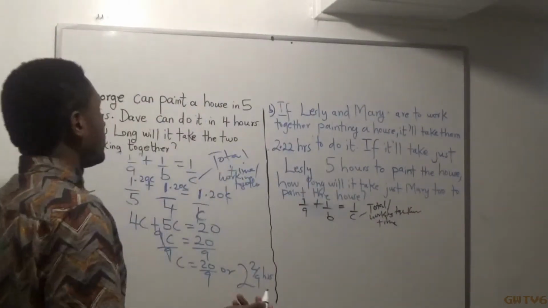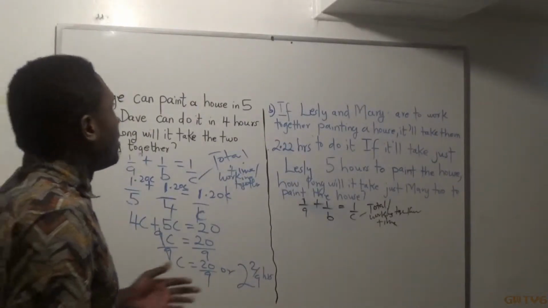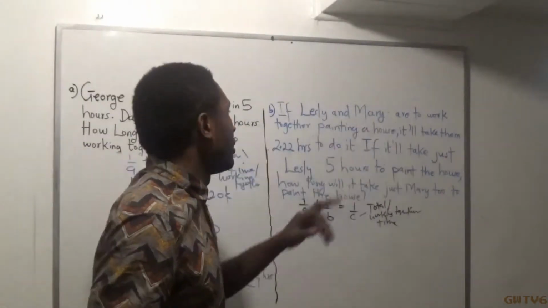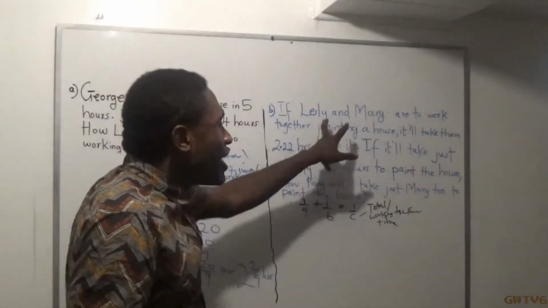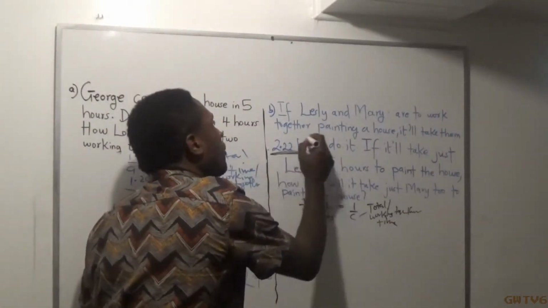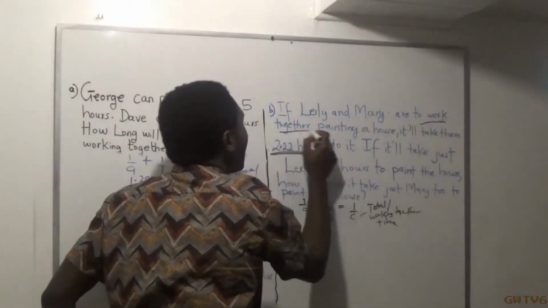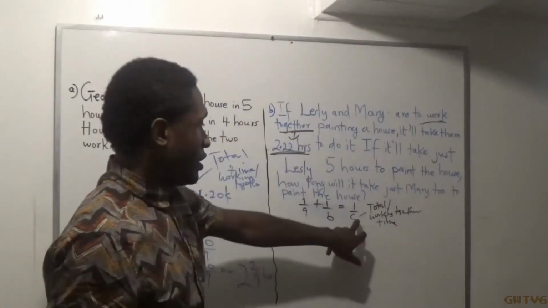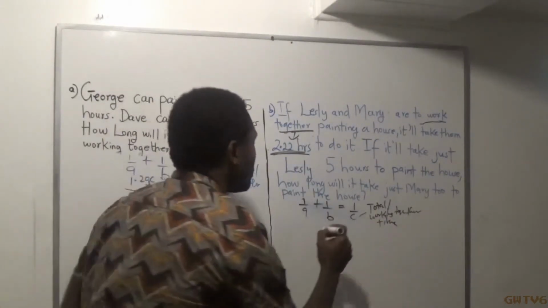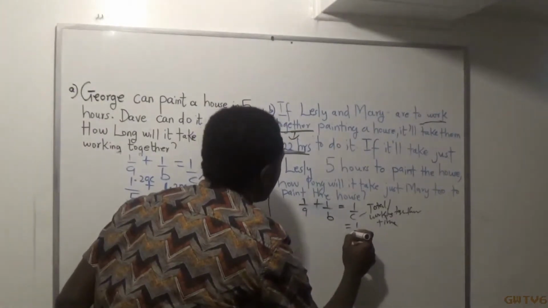Okay, so now I just plug it in. They're talking about Leslie and Mary. If they are working together, it's going to take them 2.2 hours. And this part is always the working together time. So the working together is 2.22.